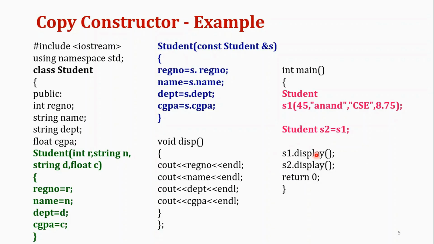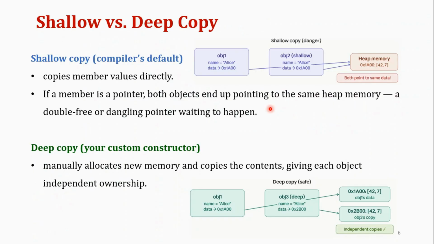Okay. So the key point to remember is that a copy constructor creates a new object from an existing object. So it has the syntax of this one: class name, constant, the class name of the same class, and the object reference. Okay, that's it. And we have one more topic, shallow and deep copy.